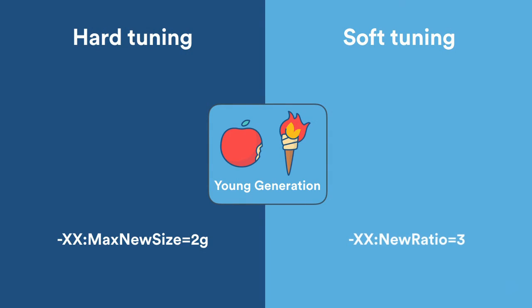So the soft tuning option, on the other hand, would be to set the ratio of young generation to tenured. So in this example, the ratio is 1 to 3. So young generation would be 1/4 of the heap, and tenured would be 3/4. But because it's a soft goal, the JVM won't throw an error if it needs to exceed that at any point. But on subsequent collections, it will just resize back towards that goal.